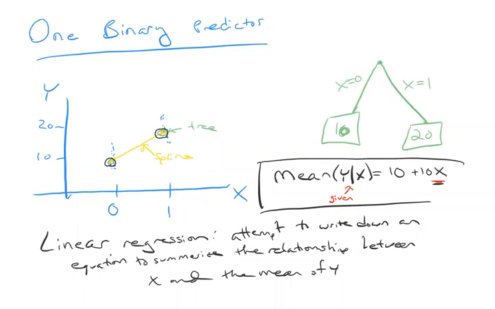So you can draw a line if it helps you. That's the line 10 plus 10 times X. So yes, it is a line that has intercept 10 and also slope 10 in this case.